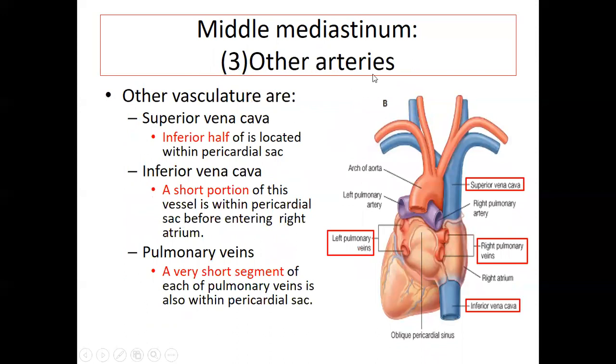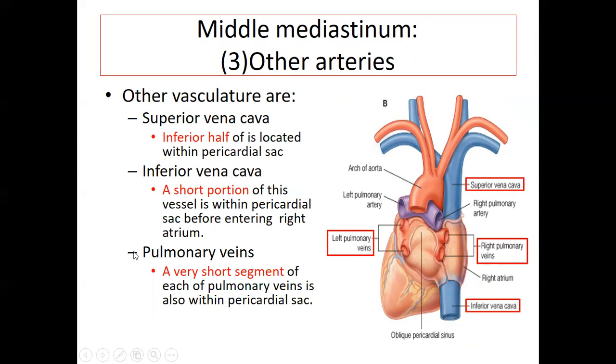We also have other vessels present in the middle mediastinum. For example, here we have the superior vena cava. The inferior half of the superior vena cava is located within the pericardial sac. And this is the inferior vena cava. A short portion of this vessel is within the pericardial sac before it enters into the right atrium. So these are the other vasculature present in the middle mediastinum.